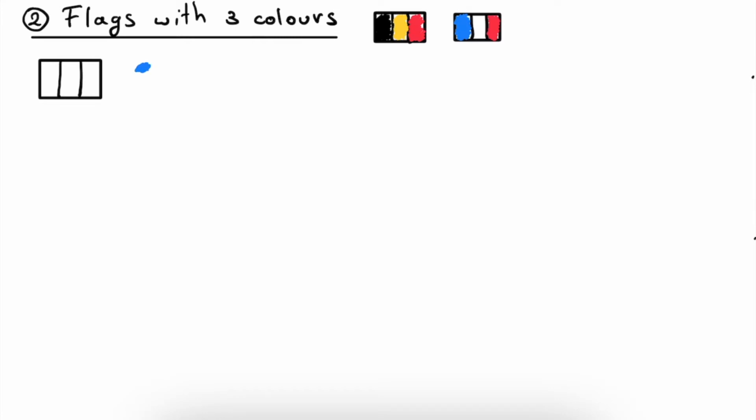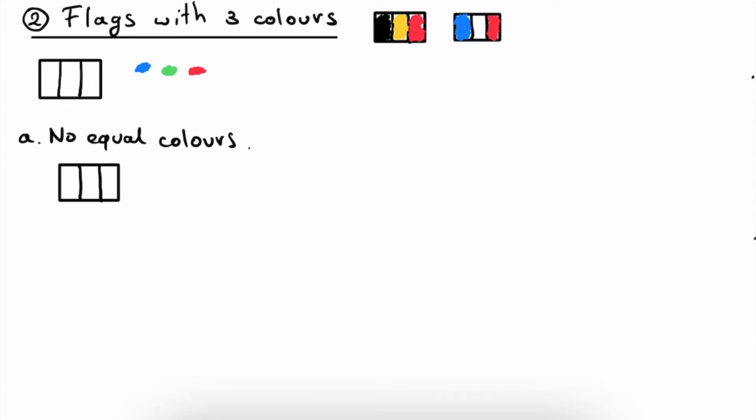Let's say that you have 3 colors at your disposal. Let's say blue, green, and red. In the first scenario, we will look at a case where no 2 colors can be the same. This means that each color, blue, green, or red, can only appear once in our flag. So how many flags can we make with these constraints?